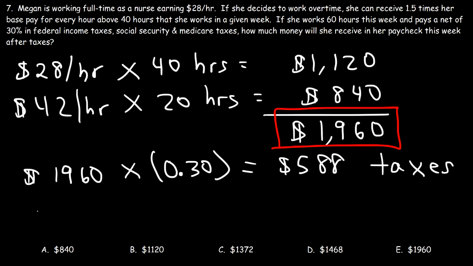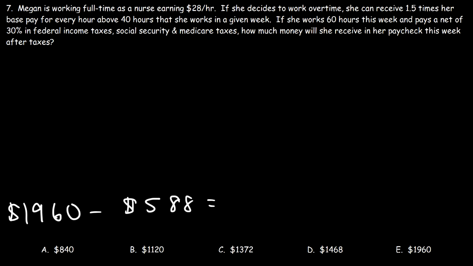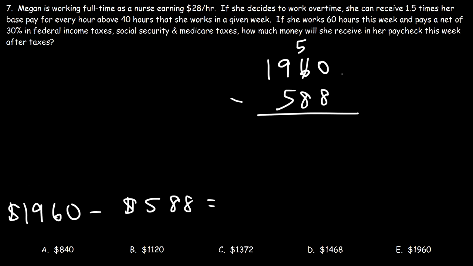Her take-home pay after taxes is going to be the difference between 1960 and 588. So let's subtract those two numbers the old-fashioned way. We could use a calculator, but it's good to know the old techniques. So we can't really subtract 0 by 8, so we need to borrow a 1. So let's take away a 1 from 6. So this becomes 5, and 0 becomes 10. So 10 minus 8 is 2.